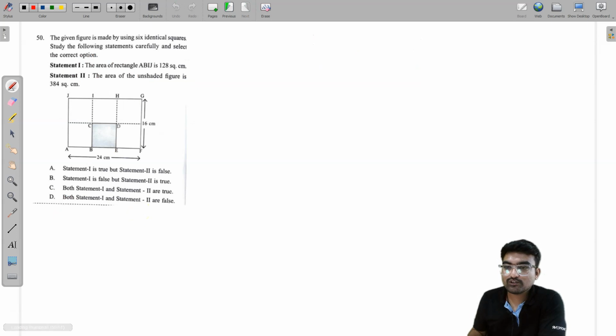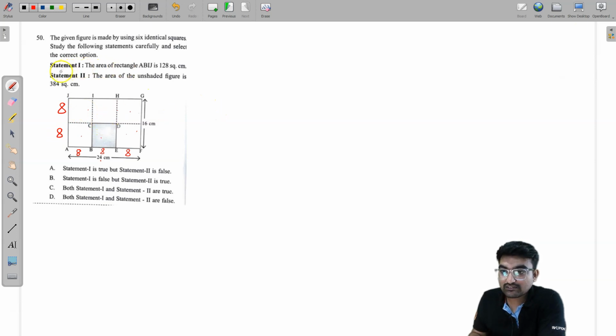Now moving on to the last question. The given figure is made by using 6 identical squares, right? So these are 6 identical squares. If this is 24, then this will be 8, 8 and 8, correct? And for this 16, it will again be 8 and 8, correct? Because these are 6 identical squares.